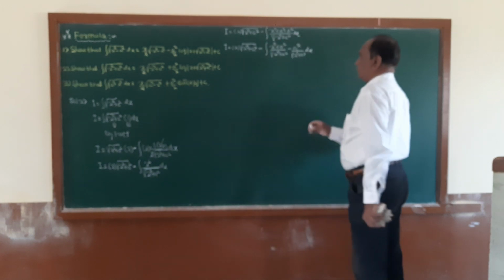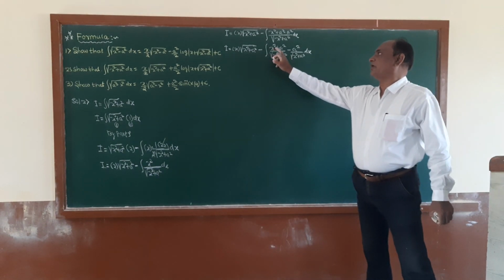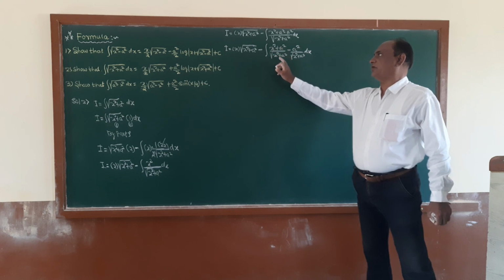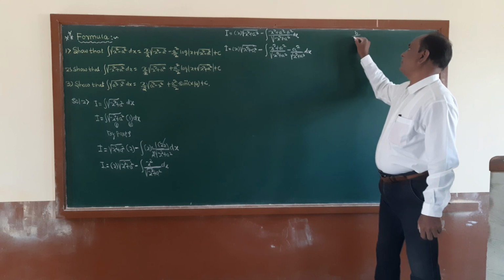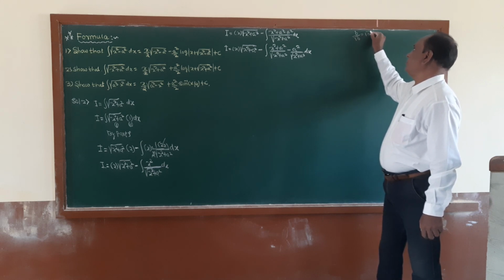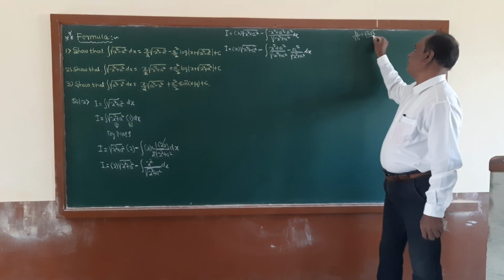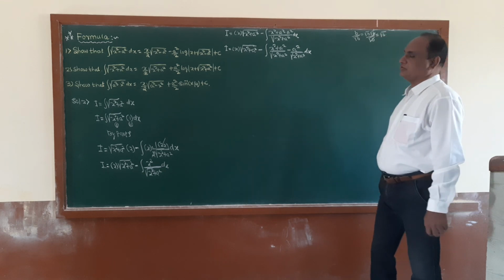The first integral is in the form of, suppose the numerator is b, then the denominator becomes root b. The numerator is b divided by root b. b can be written as root b into root b divided by root b. Root b gets cancelled. Simply, the numerator is root b.